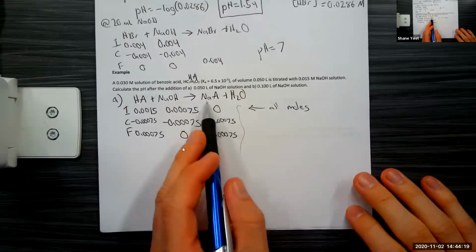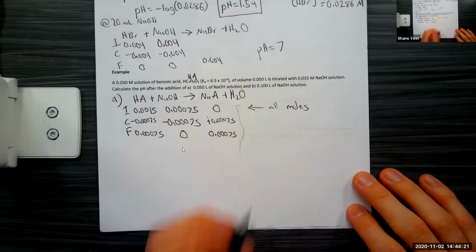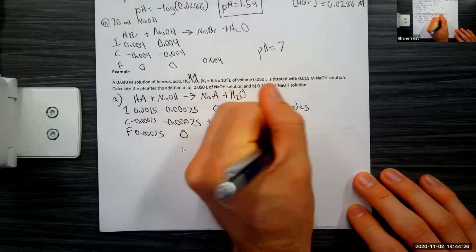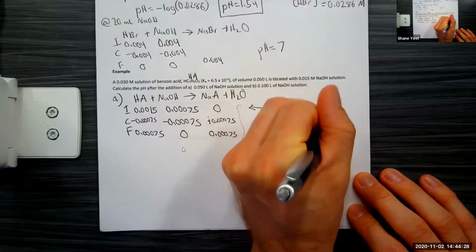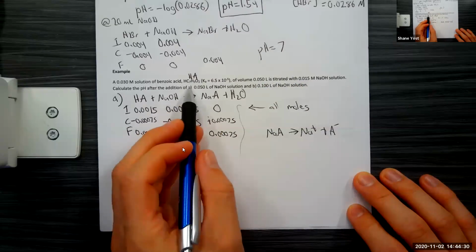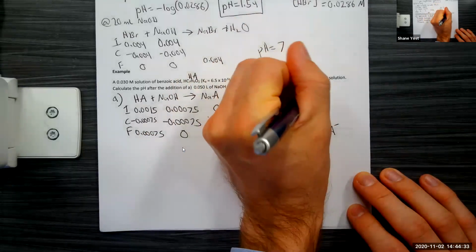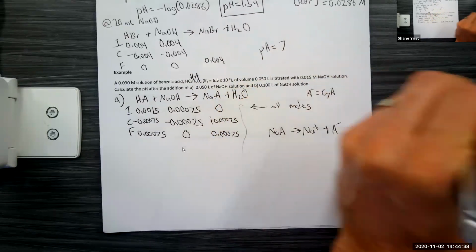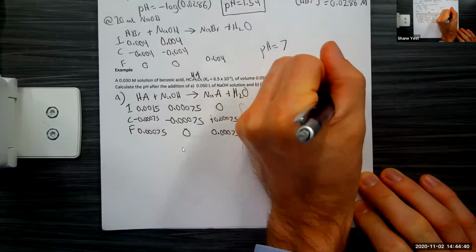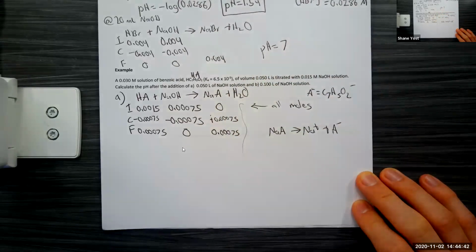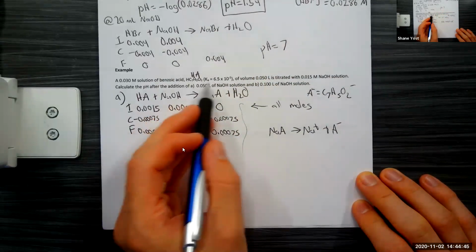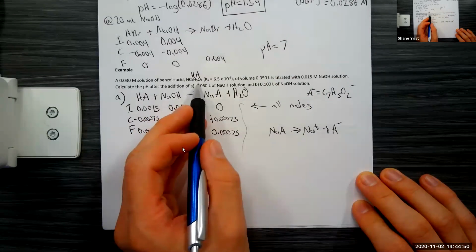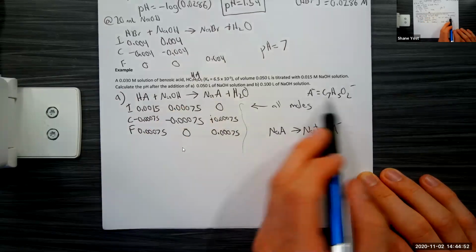In this NaA, we don't care about the sodium. NaA just forms Na plus A minus. A minus is equal to C7H5O2 minus. It's the conjugate base of your weak acid here, so just remove an H plus, and you get C7H5O2 minus. That is your weak base.